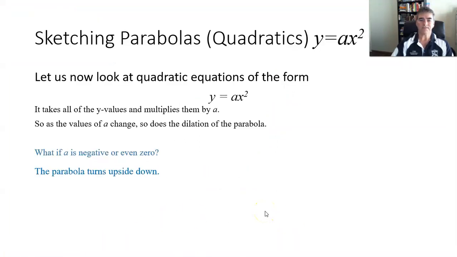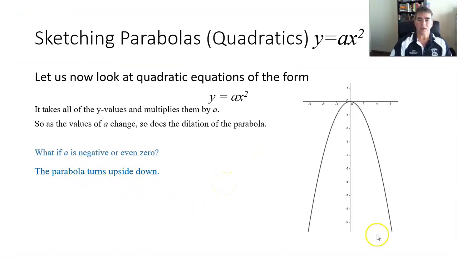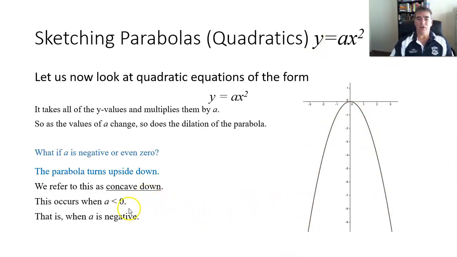So now that we've seen that, we can see that when A is negative, the parabola turns upside down. So we get it looking like that. And so we can differentiate between the two, we call that concave down. So when the parabola is upside down, we call that a concave down parabola. And obviously when it's its normal way, it's concave up. So there's some new terminology for you: concave up parabolas and concave down parabolas. So concave down occurs when the A value is less than 0, in other words, when A is negative.